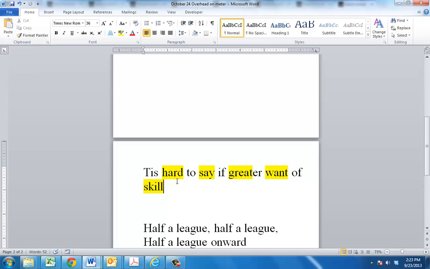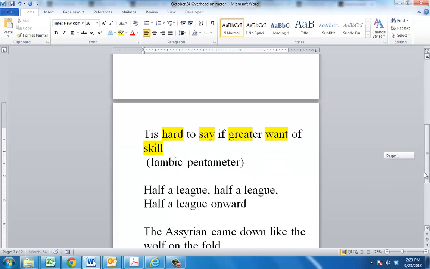So you can see here, we have a pattern of unstressed, stressed, unstressed, stressed, over and over again. And how many of them are there? There's 1, 2, 3, 4, 5. This is a classic line of iambic pentameter. So let's move on to another one.